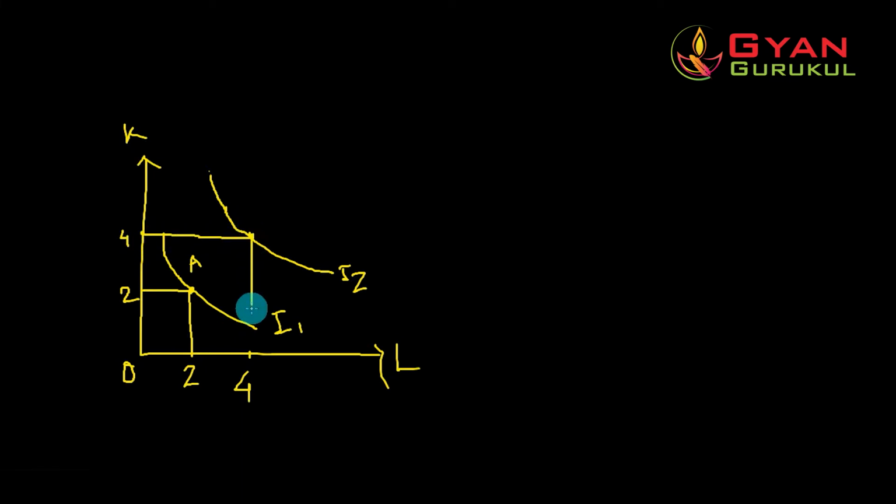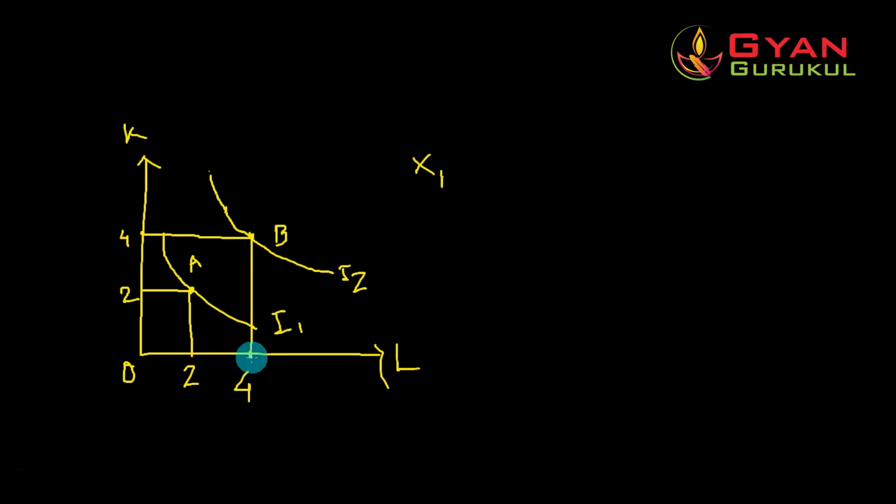See, both I1 and I2 are representing two different levels of output, because each of the isoquants represents a particular level of output. Clear? So let's suppose that I1 is representing x1 units of output. Now at this new point, say point B, the producer is producing with 4 units of labor and 4 units of capital.